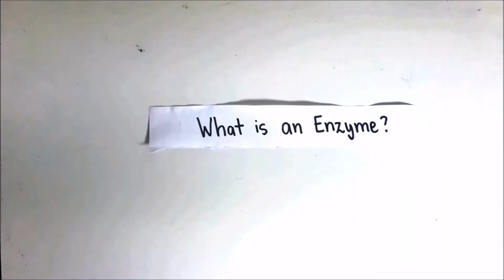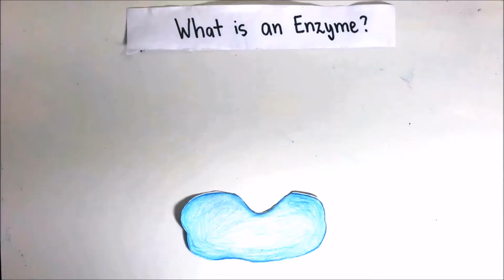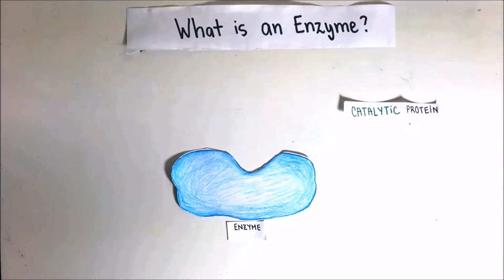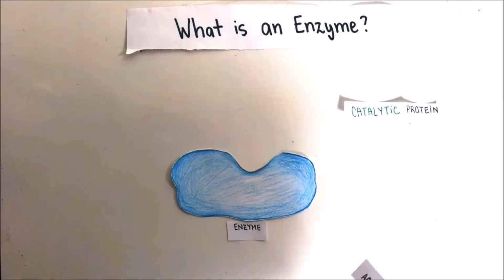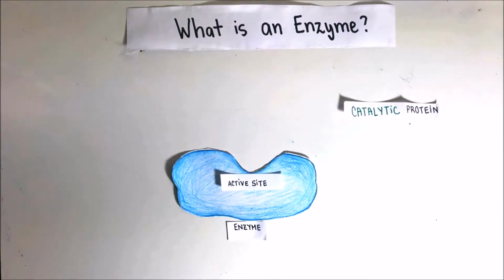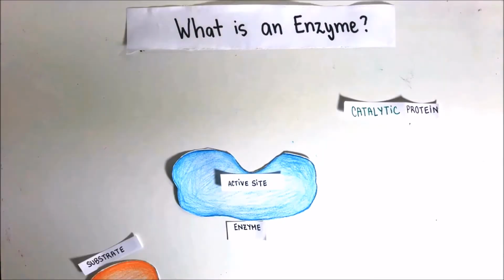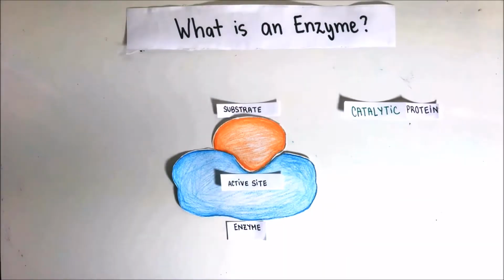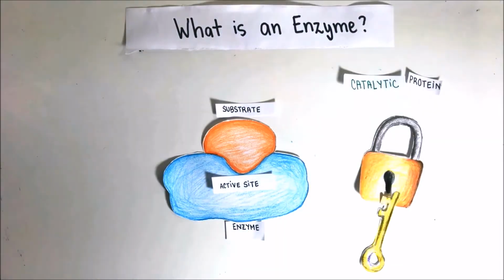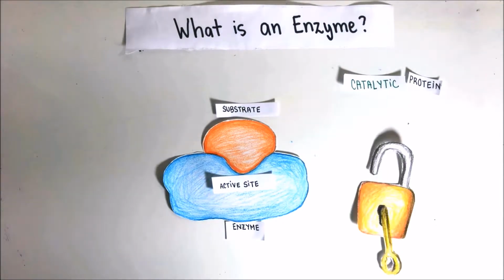What is an enzyme? An enzyme is a catalytic protein that speeds up chemical reactions. There's a cavity called the active site that has a shape that fits with a specific substrate or reactant. Enzyme and substrate are like a lock and a key. Only a specific substrate can fit into the enzyme's active site.